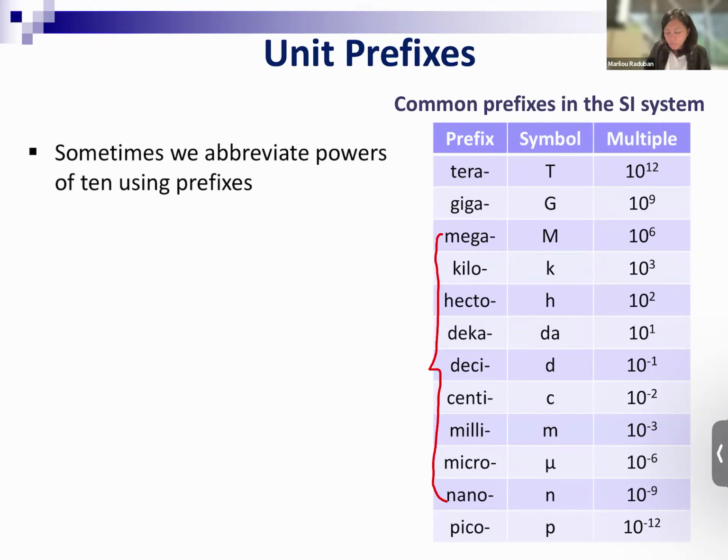Okay, just a quick note and a quick revision. A negative exponent is equivalent to that number being in the denominator. So 10 to the negative 1 is the same as 1 over 10. And we can apply that to units as well. So seconds to the minus 1 is the same as saying it's 1 over second.